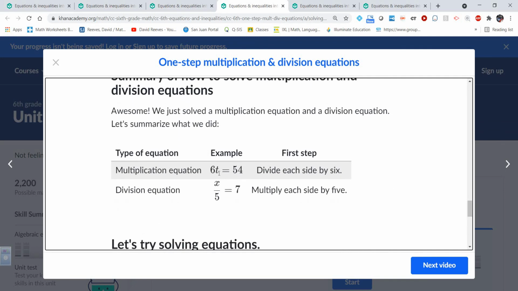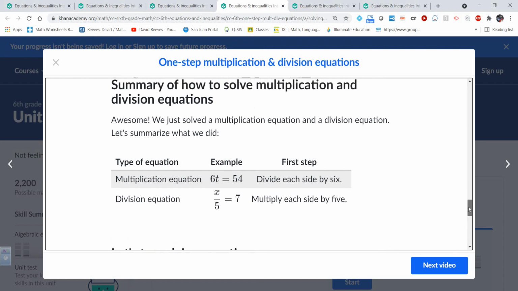Okay, so when you have a multiplication equation, remember a number in front of a variable means multiplication. You divide because division is the inverse of multiplying. And when you have division, remember that line making like a fraction means division. You multiply by whatever's in the denominator.